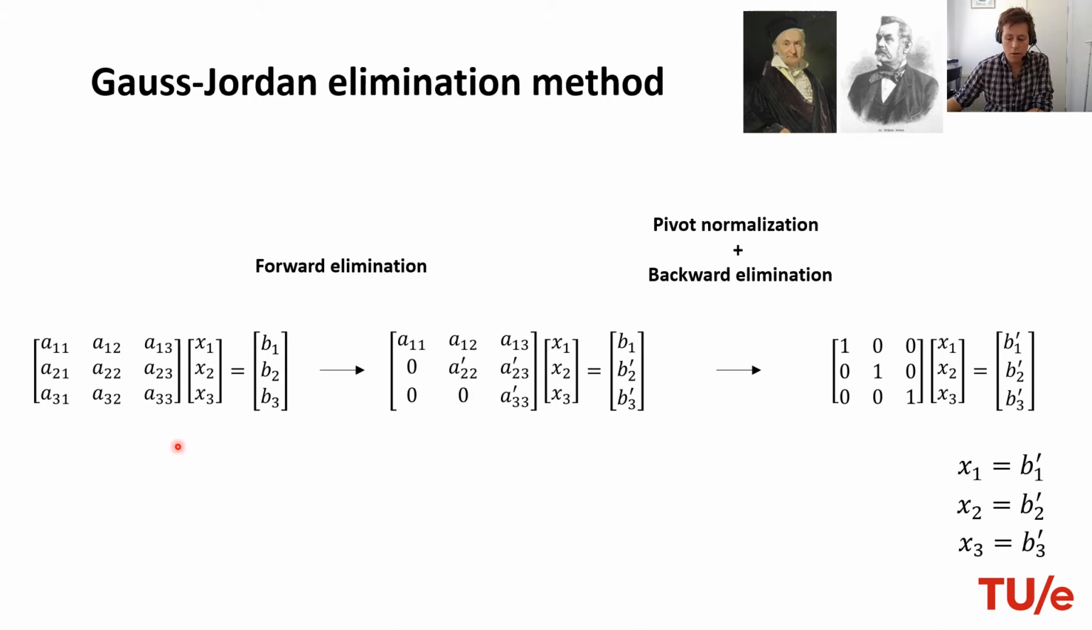Looking at this, the different steps that have to be taken in this Gauss-Jordan elimination method are: first we do a forward elimination to get an upper triangular matrix. We normalize the pivots and then do a backward elimination to also remove the non-zero coefficients above the diagonal. And in doing so, the B vector reads the values of the solution.